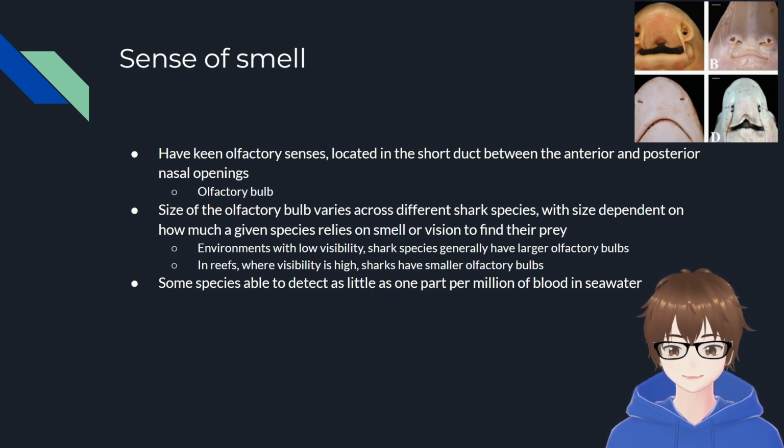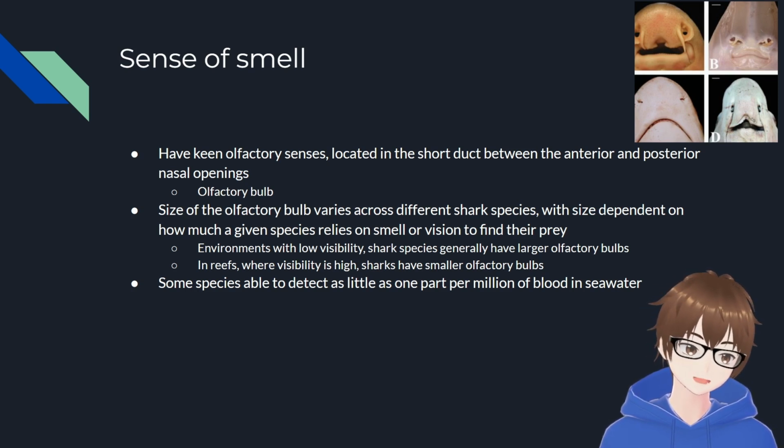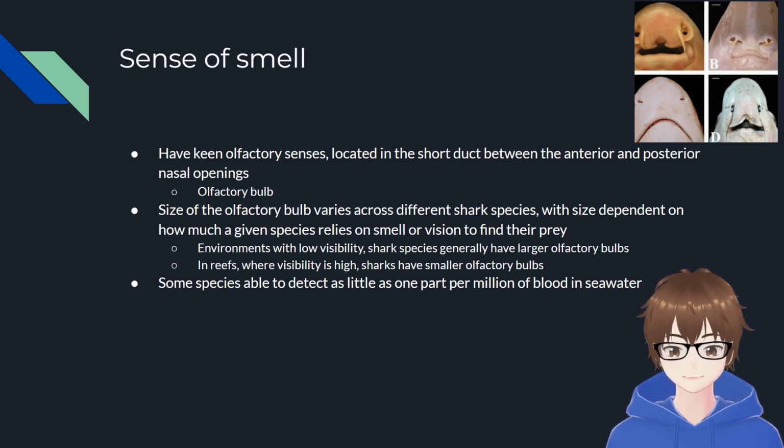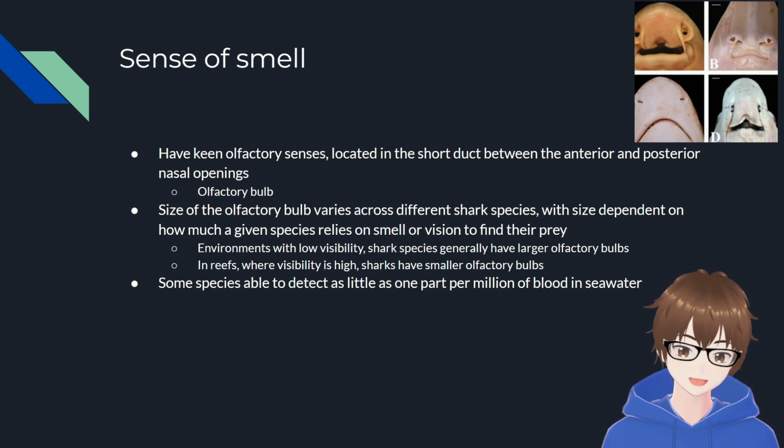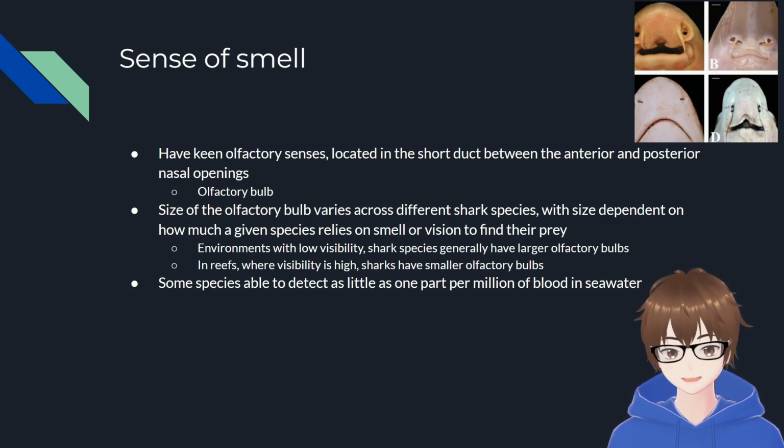In an environment with low visibility, where they can't see very well, shark species will generally have larger olfactory bulbs. And in a reef situation where the visibility is very high, the shark will have smaller olfactory lobes. Since we're talking about it, some species of shark are able to detect as little as 1 part per million of blood in seawater. So basically, 1 drop of blood to a million drops of seawater. So very, very good senses of smell.